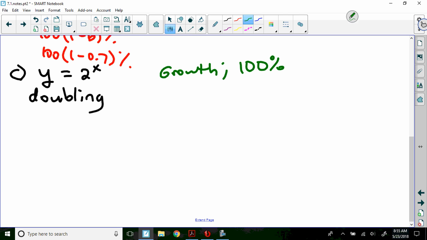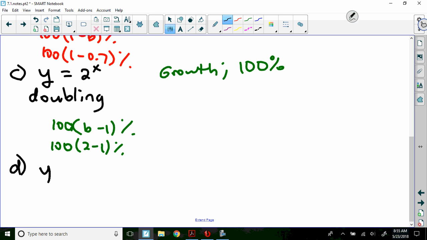A lot of times when we hear the word double, we want to think 2, and your gut instinct says it's 200%. It's not 200%. If you follow that formula, it's 100 times (b minus 1)%. So it's 100 times (2 minus 1)%. So when something doubles, its rate of increase is 100%. When something triples, its rate of increase is 200%. When something quadruples, its rate of increase is 300%. You picking up what I'm putting down? Okay. All right. Let's look at another one.